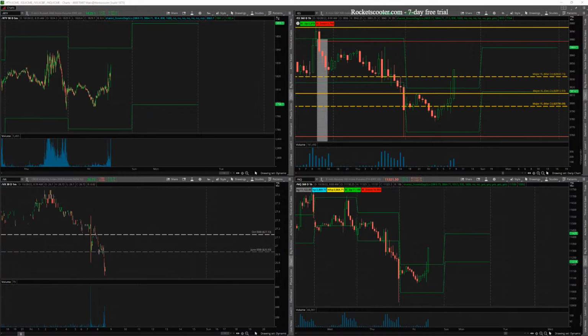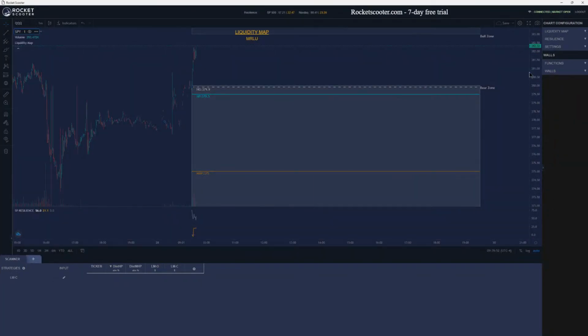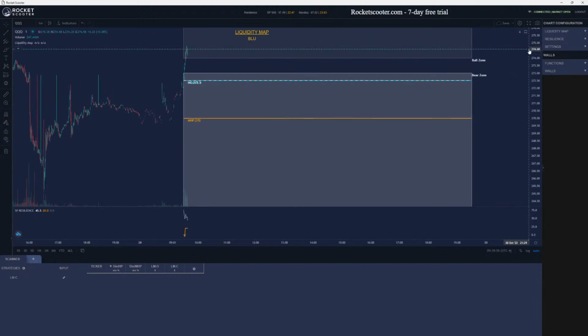Let's see Rocket Skitter real quick and get some levels here. DD is 0.6, perfect. All right, bull long up on Rocket.